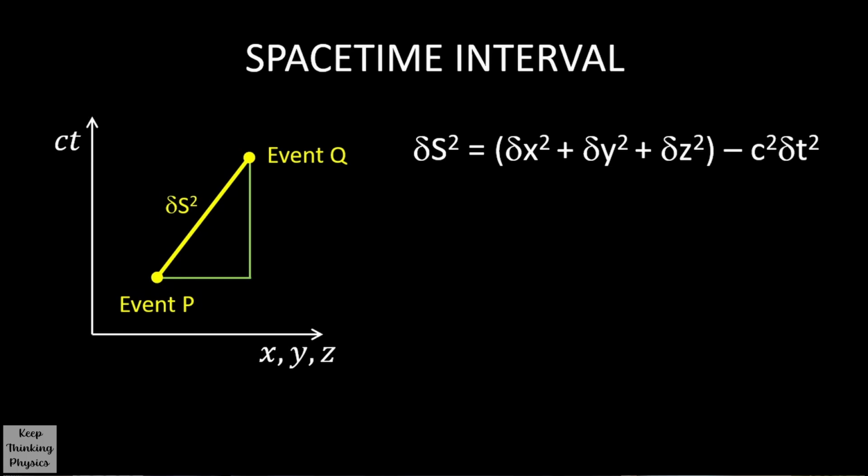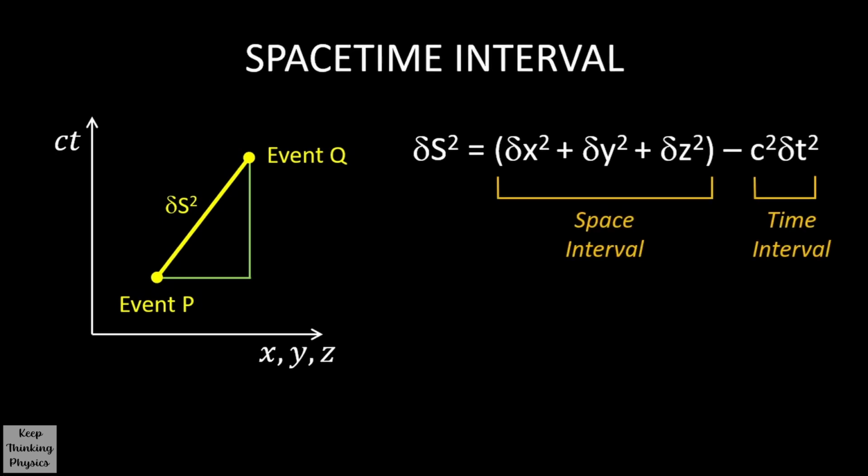The sum of the x, y, and z squared terms is just the square of the distance in space, so let's call that delta r squared. So we now have delta s squared equals delta r squared minus c squared t squared. So the space-time interval is the distance squared minus the time interval squared in units of distance.